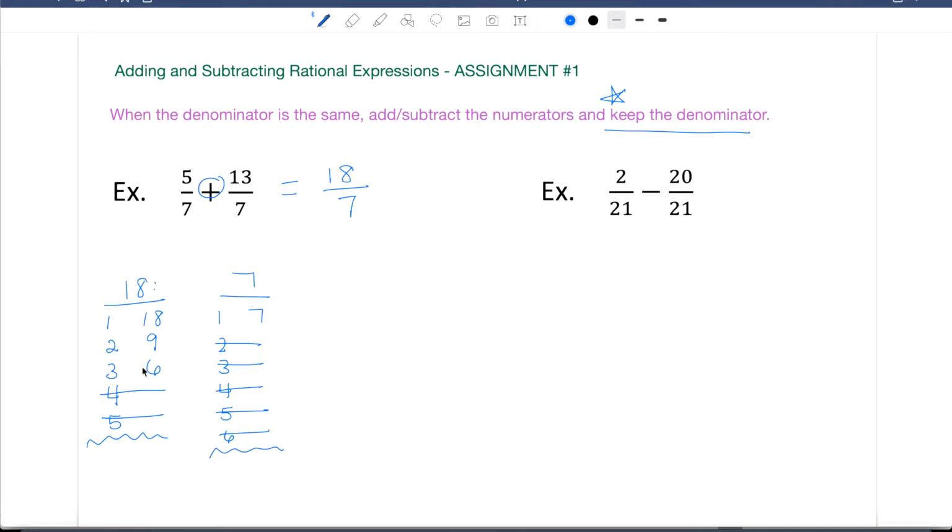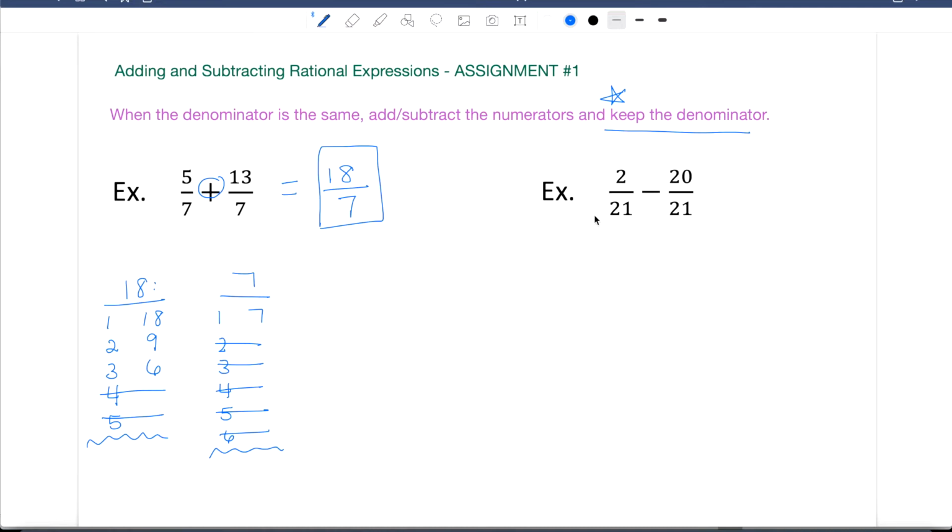So if you look at the numbers, they have nothing in common except for 1. Well, if I divide 18 by 1, it stays as 18. If I divide 7 by 1, it stays as 7. So regardless, I still get 18 over 7. So you cannot simplify this fraction any further, and you're done.